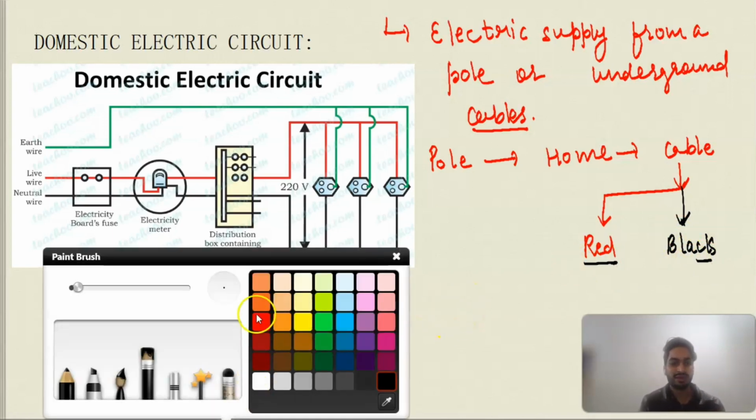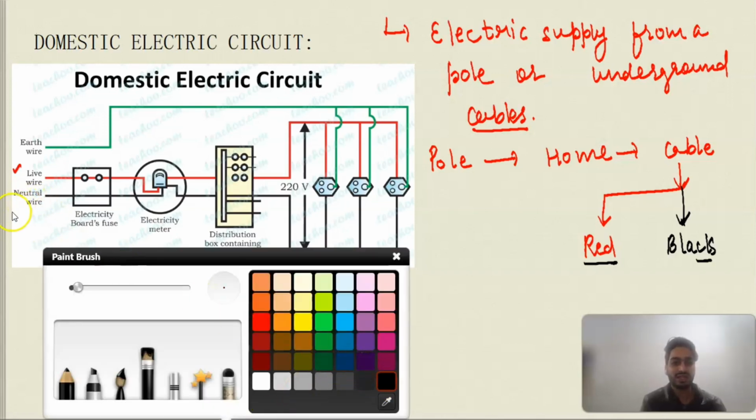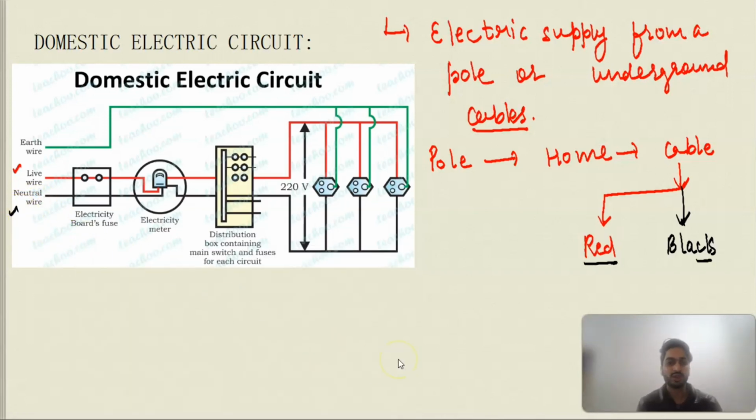So here in the diagram we can also observe the same. The wire of red insulation is called a live wire, and the wire that has the black insulation is called a neutral wire. First of all, these two wires pass through the fuse. About the fuse we will be discussing in detail later on in this topic.